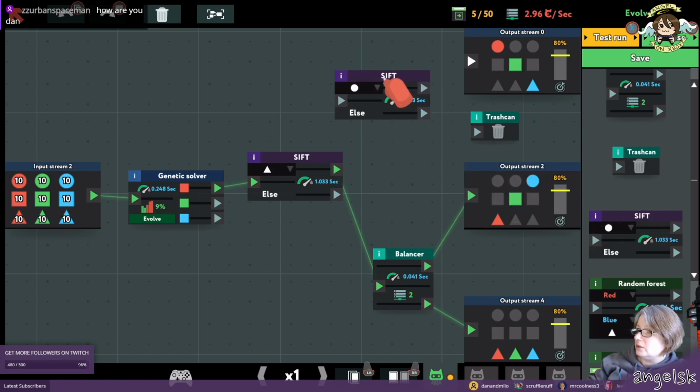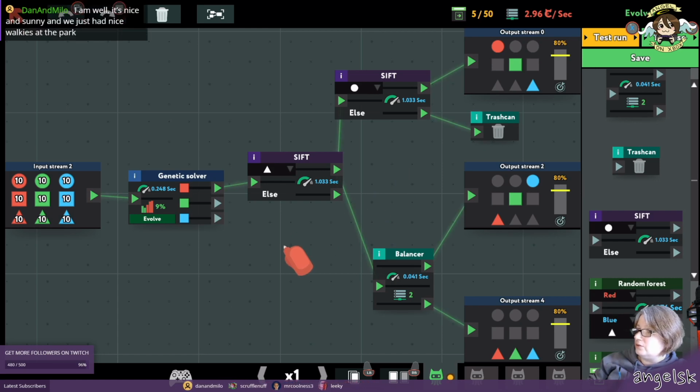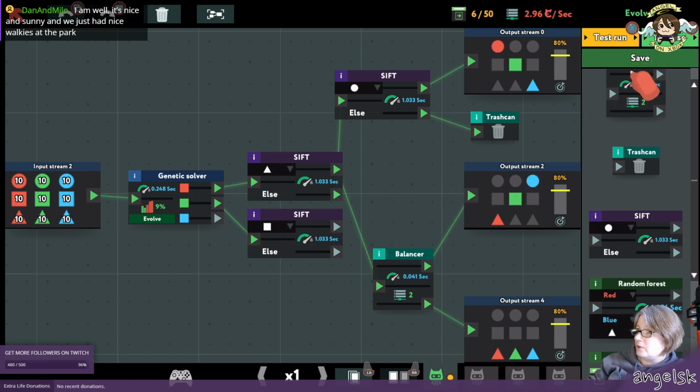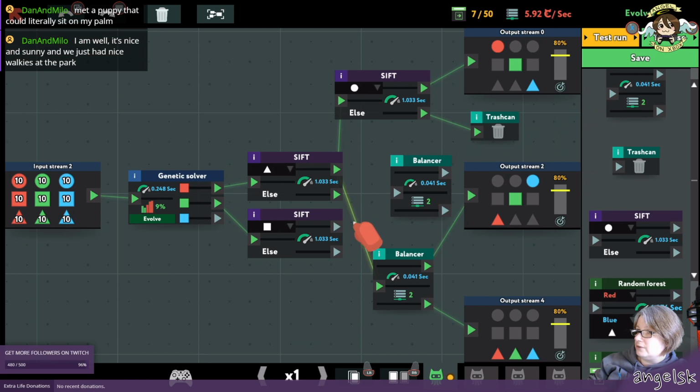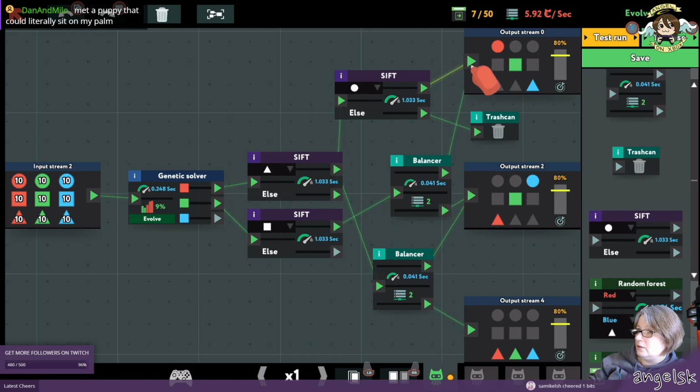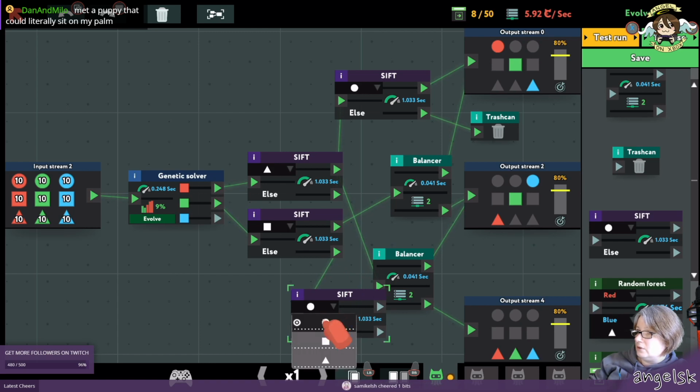Okay, so then everything else we will sift red thingies up here and squares there. Okay, so green wants to sift squares. And then we'll sift squares here and here. And then we'll sift else triangle. Green triangle. And else goes in the trash can.